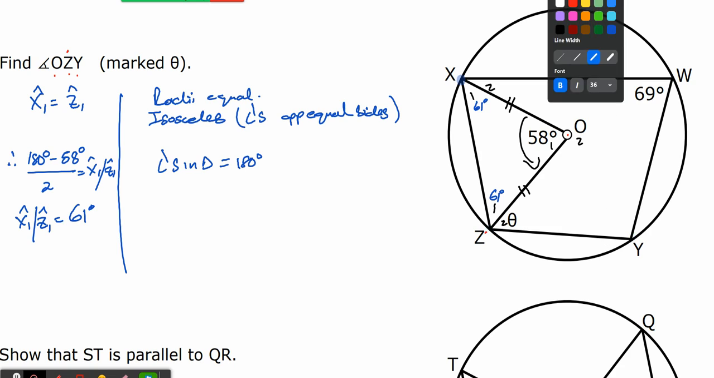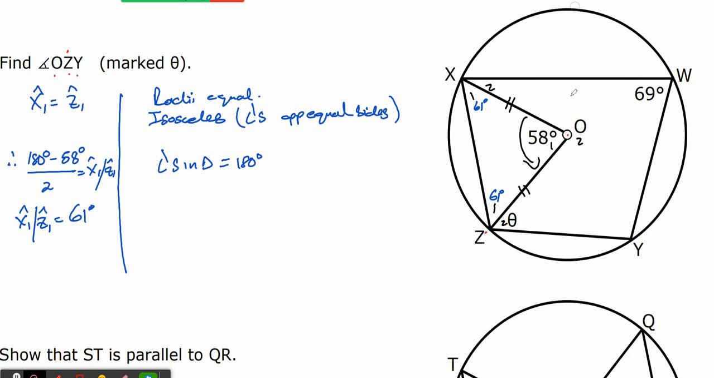Did you know that the opposite angles of a cyclic quad add up to 180? The whole thing is 360. Yeah, because it's supplementary, right? So we would say angle Z plus angle W is equal to 180 degrees. All right, and the reason is because of opposite angles in a cyclic quad.